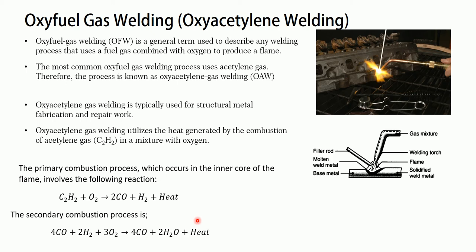So in this way, whatever heat is required for the joining process is generated with the help of the primary and secondary reactions. The temperatures developed in the flame can reach 3300 degrees Celsius. So a high amount of temperature can be generated here with the help of oxyacetylene welding.